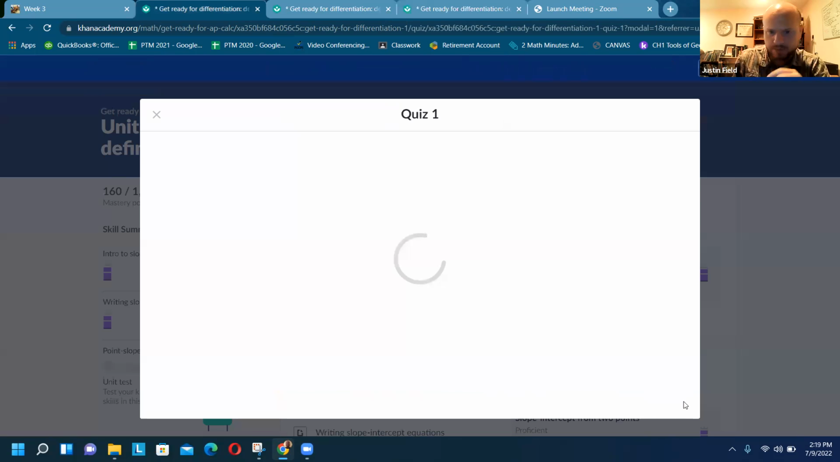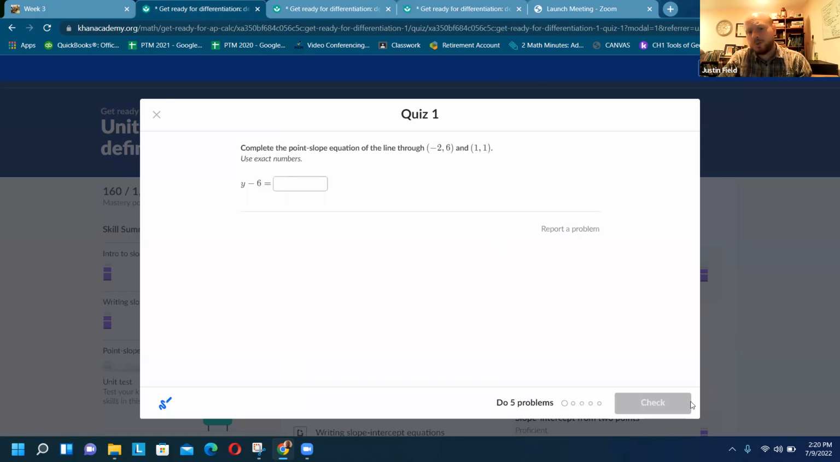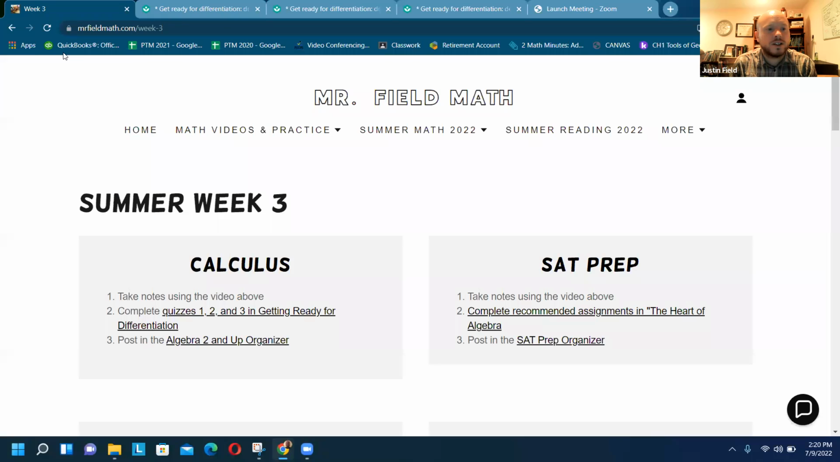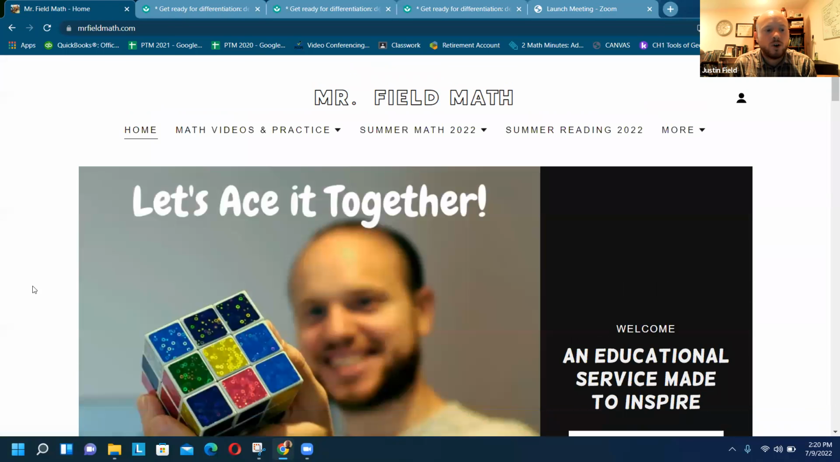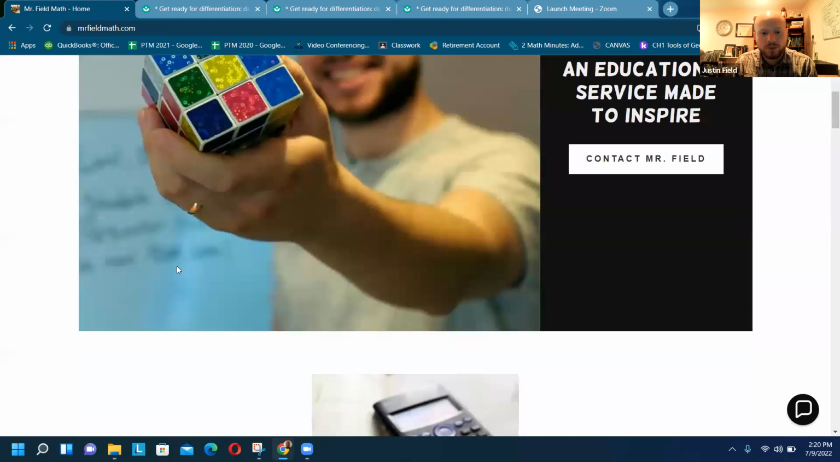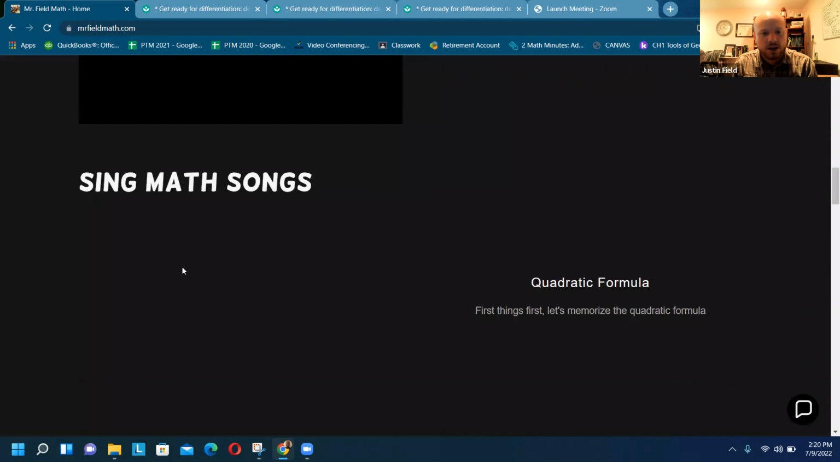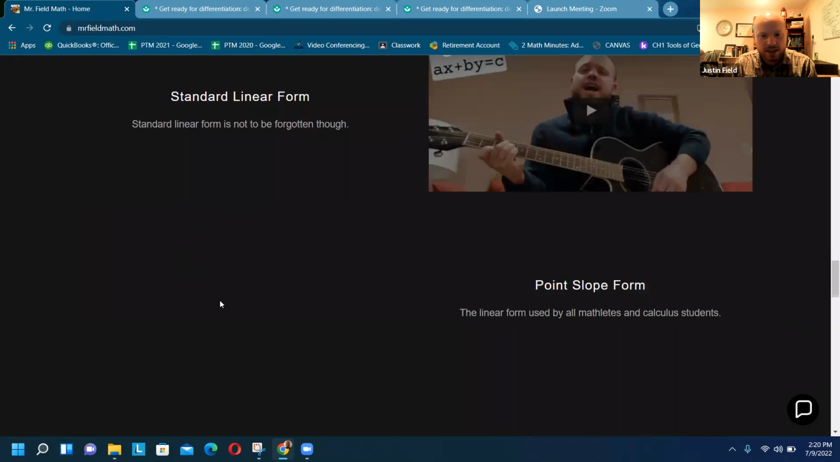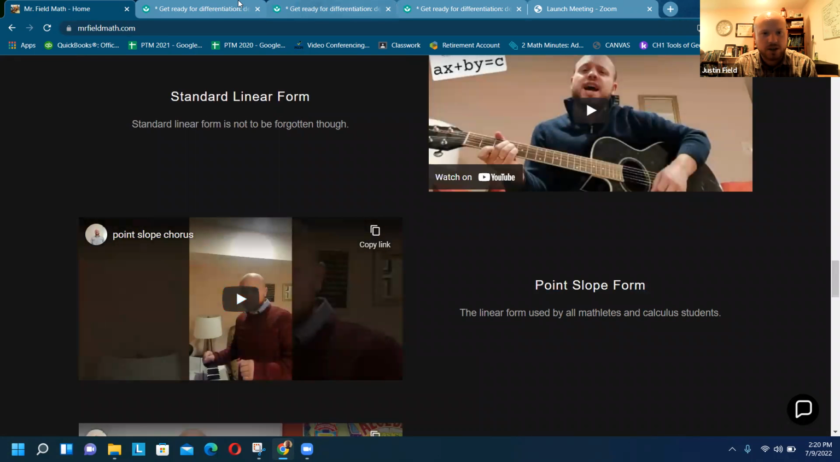Quiz 1. All right. Oh boy, point slope form. I love point slope form, don't you? So let's do this. We know that point slope form is y minus y1 equals m times x minus x1, and you can see that on the right on the home page. Scroll down, and you can sing math songs. I got all the classic forms. There it is right there.